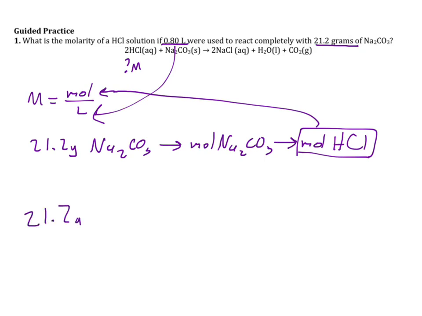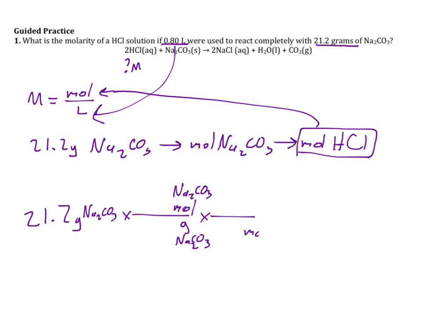So we have 21.2 grams of Na2CO3, and we're going to go from grams of Na2CO3 to moles of Na2CO3. And then we're going to go from moles of Na2CO3 to moles of HCl. And we can see from the balanced chemical equation that 1 mole of this will react with 2 moles of that. This fraction here, we use the molar mass, which we get from the periodic table.